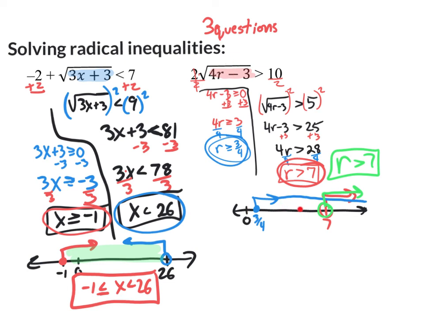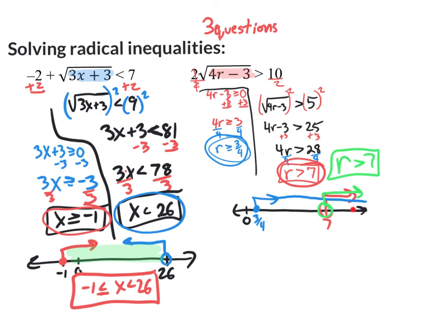If you plug in a number in the middle, it's not going to work either. Let's say you plugged in the number 1, which is a little bit bigger than 3/4. 4 times 1 is 4, minus 3 is 1. The square root of 1 is 1. 1 times 2 is 2. 2 is not greater than 10, so in the middle it doesn't work.